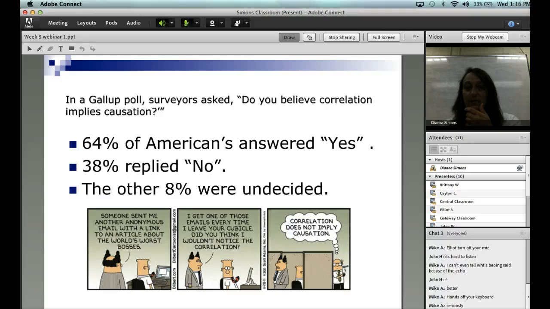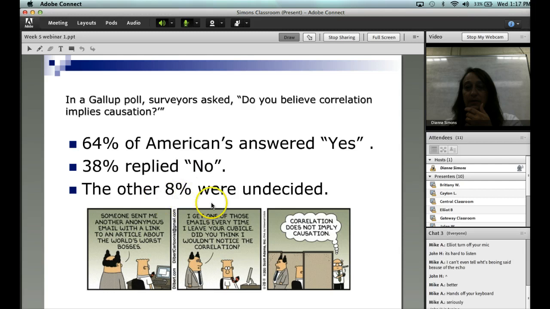So in a Gallup poll, surveyors ask this question: do you believe correlation implies causation? So if 64% of Americans say yes, 38% replied no, 8 were undecided. Correlation implies causation. What does that all mean?